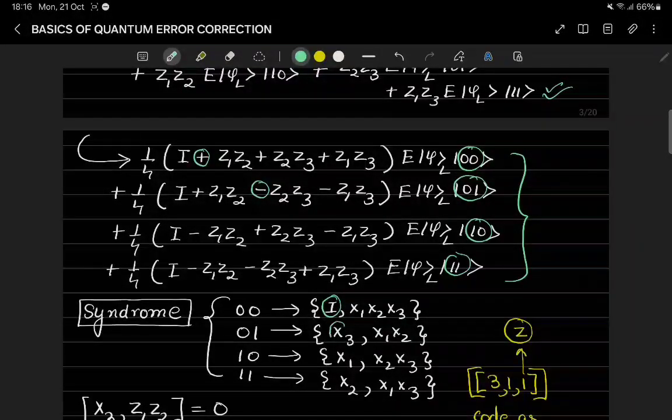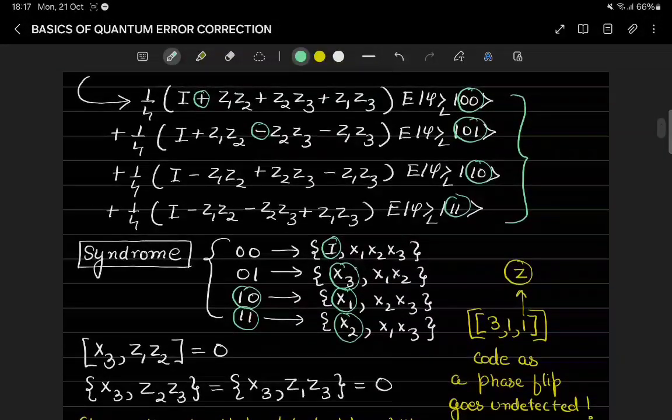01 corresponds to a bit flip in the third qubit. We are getting information about the position of the qubit also. And bit flip on 1 qubit corresponds to a syndrome of 10, and bit flip on 11 corresponds to a syndrome of error x2. So why this is the case, let's quickly see.